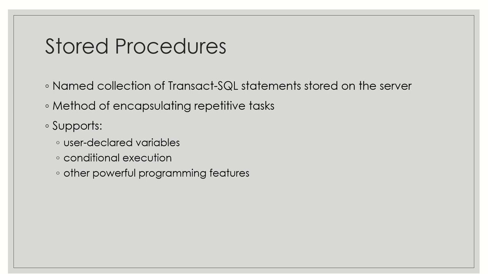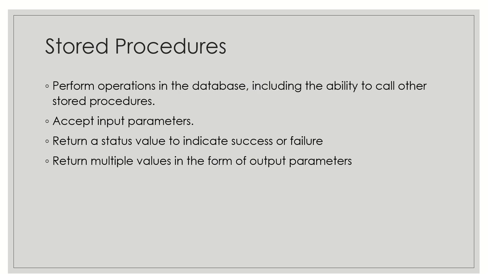Stored procedures can support user-declared variables, conditional execution, and pretty much any TSQL statement that you can think to write. We use a stored procedure mainly to perform operations in the database, including the ability to call other procedures. Stored procedures can accept input parameters. We also have something called output parameters where we can return multiple values. Both of these things are optional, so you can choose whether or not you want to have input parameters or whether or not you want to have output parameters. And typically we might want to also return a status value to indicate whether the procedure succeeded or failed. And we can do that through a multitude of different ways.